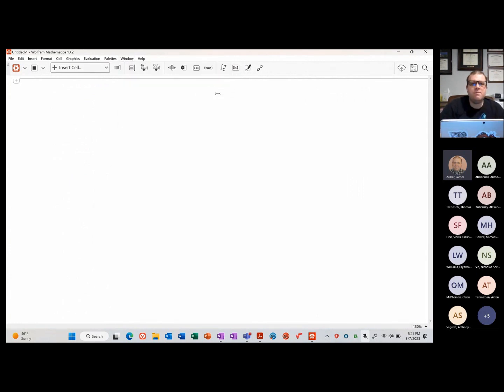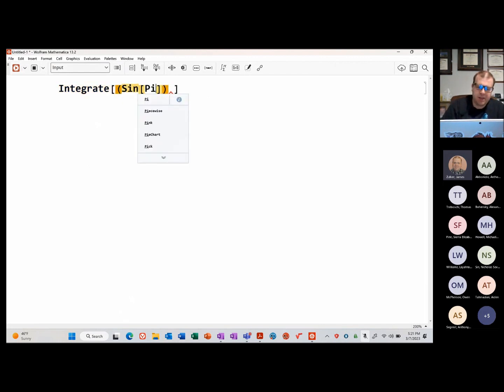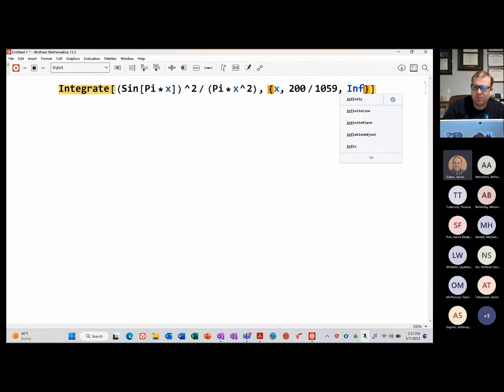Magnification 150. Let's integrate. Let's actually zoom this in a little bit more. That should be big enough. What's sine of pi times x squared divided by pi times x squared? X goes from 200 over 1059 to infinity.